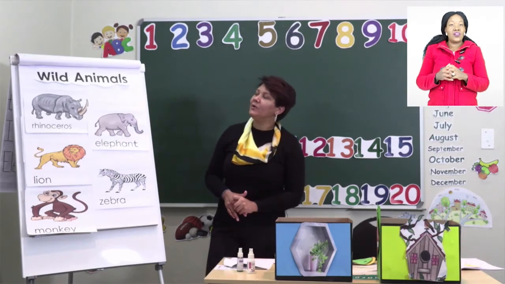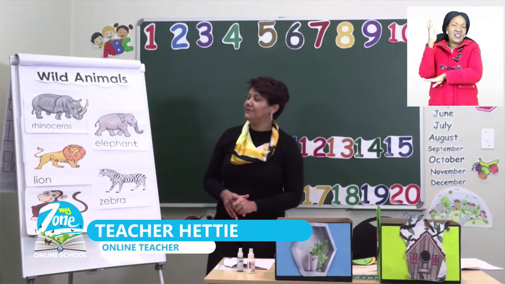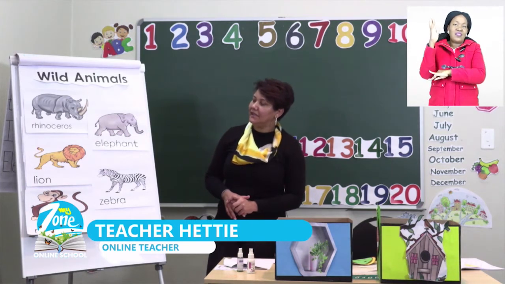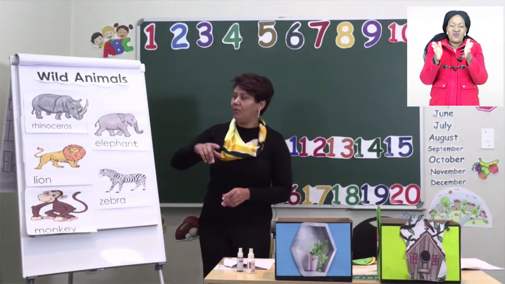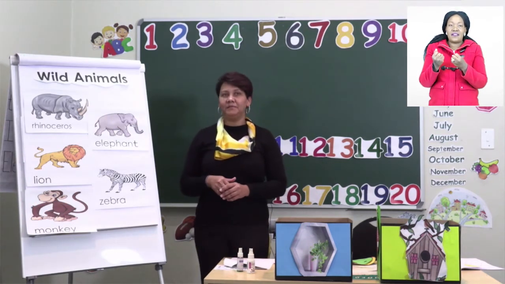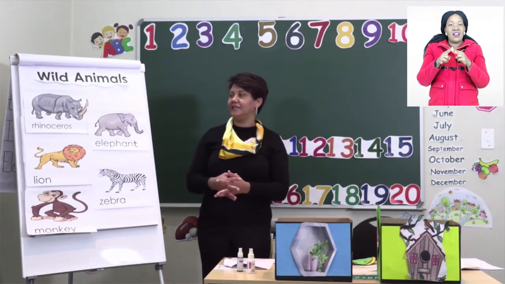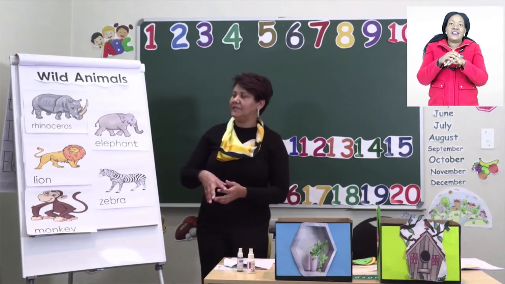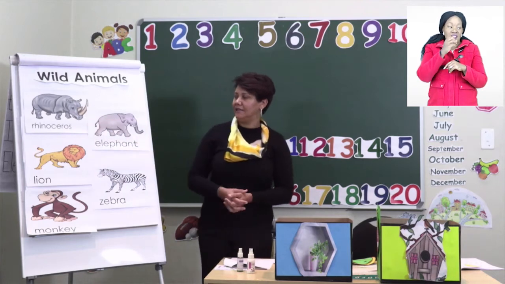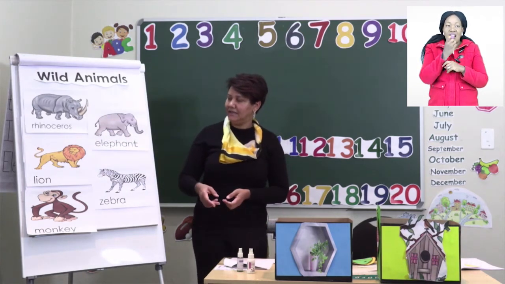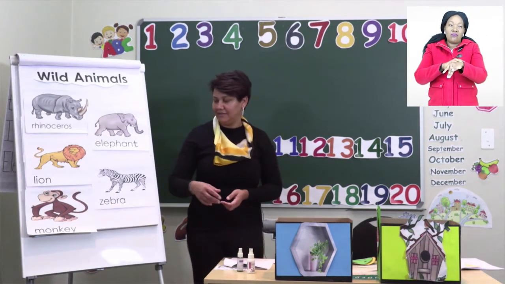Well, friends, let's explore a little bit about wild animals. Now, in wildlife, we don't just find wild animals. They come in all different sizes and shapes, and we have reptiles, we have mammals, we have birds. So we have a vast variety of wild animals. Let's look a bit at the ones that I have on the screen for you. I have a rhinoceros, I have an elephant, lion, zebra, and monkey.